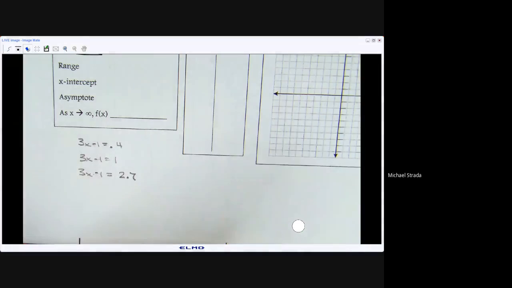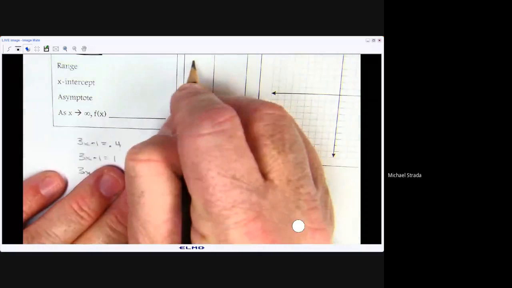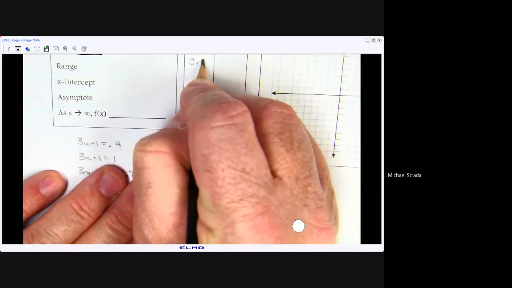Now, because we're dealing with decimals and we're dividing, we may have to approximate. What I mean by that is this. If I add 1, I get 1.4. When I divide 1.4 by 3, I get 0.46 repeating 6. So you may have to write it 0.47. That's fine.